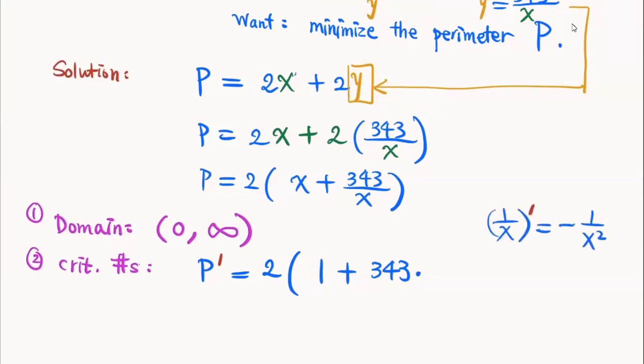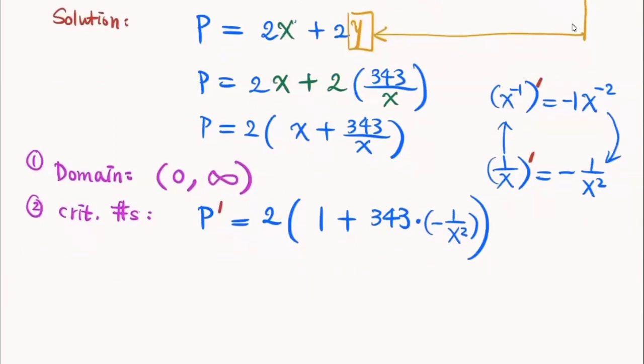So last time we did this, the duality for 1 over x. So this is x to the negative 1 power. And when you differentiate that, then you're going to get negative 1 times x to the negative second power. So therefore, it's negative 1 over x squared. Now we're going to set this equal to 0.